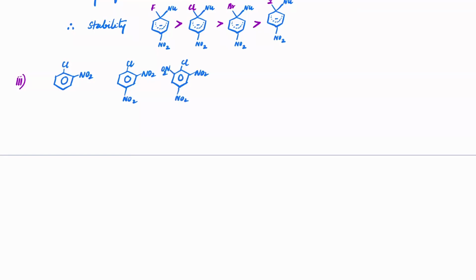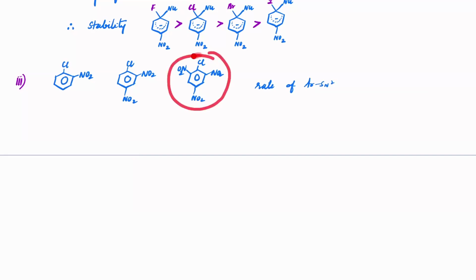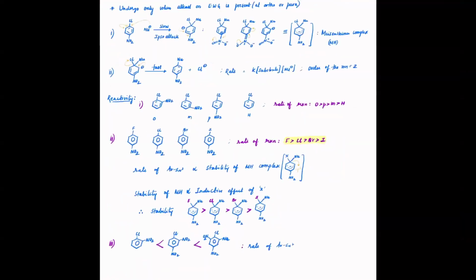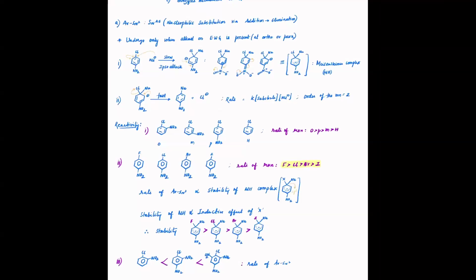Okay, if this is the case, we need to check. So what do we notice? If it comes to rate of reaction, rate of ArSN2, the Meisenheimer complex will become more stable if you have more withdrawing groups. Hence, the rate of reaction would be more for this than this. Okay, this will be the rate of ArSN2. So I hope all of you understood the mechanism and type of reactions that you will notice here. Any doubt?